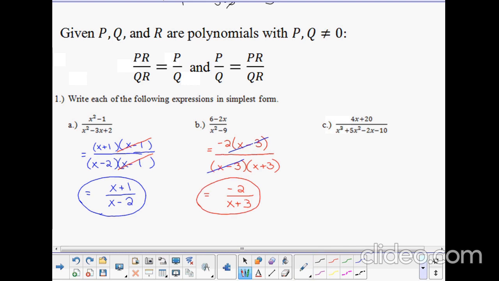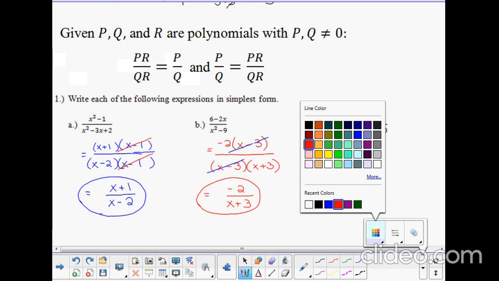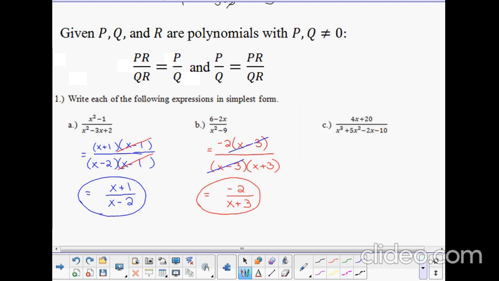So if you see what the process is here, we are factoring polynomials and then dividing out the common factors. So if you're feeling comfortable, go ahead and pause the video and see if you can complete C. And let's take a look at C. So again, the process is the same. The numerator I can factor fairly quickly with a GCF of 4. So this would be 4 over x plus 5.